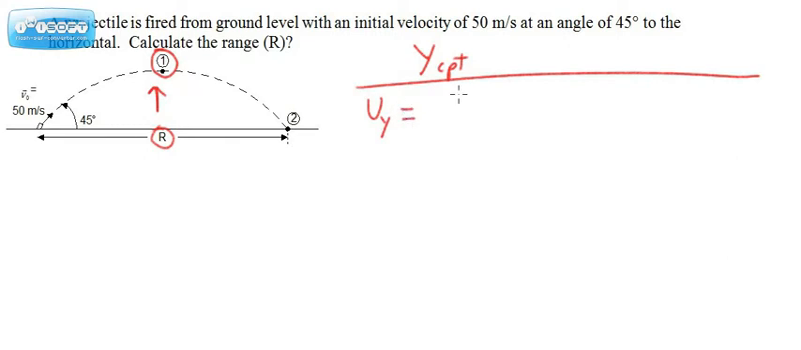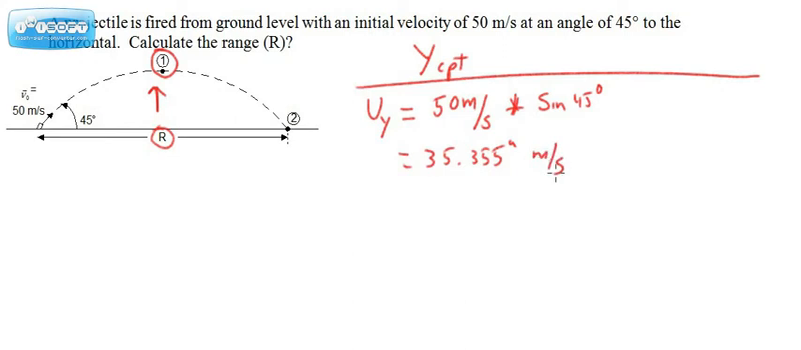My initial component in the y is going to be my 50 meters per second multiplied by the sine of 45 degrees. This is not a divide line. So 50 meters per second times sine 45 is 35.355, memory location A, meters per second. Now I have my u.